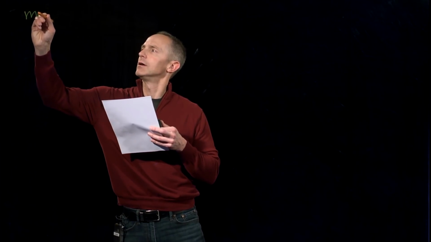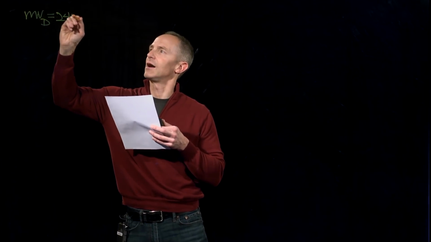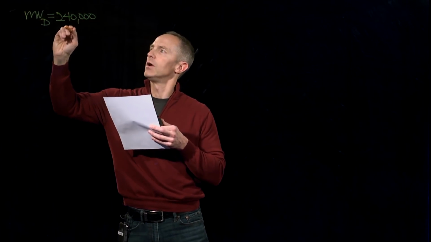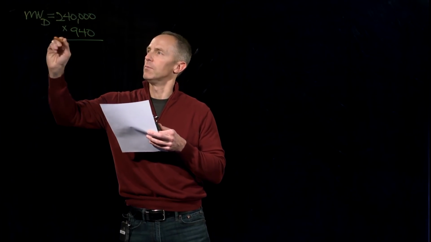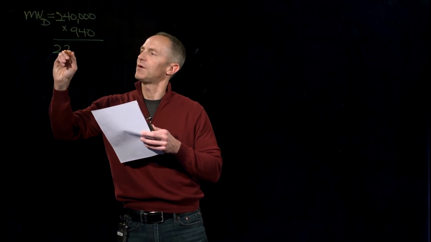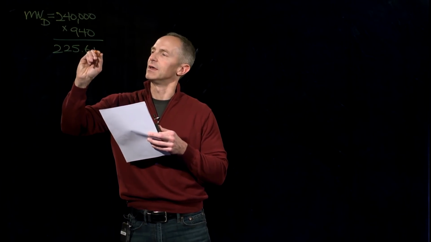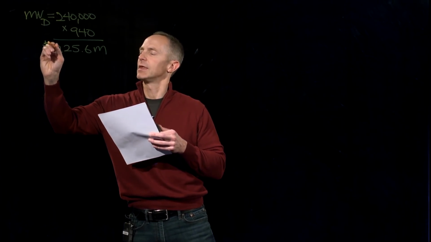So to start with, let's calculate the market value of the debt. And so to do that, we're going to take the number of each security, which in this case is 240,000 bonds, multiplied by the price per bond, which is $940. Right, so if we multiply those two numbers together, we're going to get $225.6 million. Right, so that's what the product of those two numbers ends up being. So that's the market value of the debt.